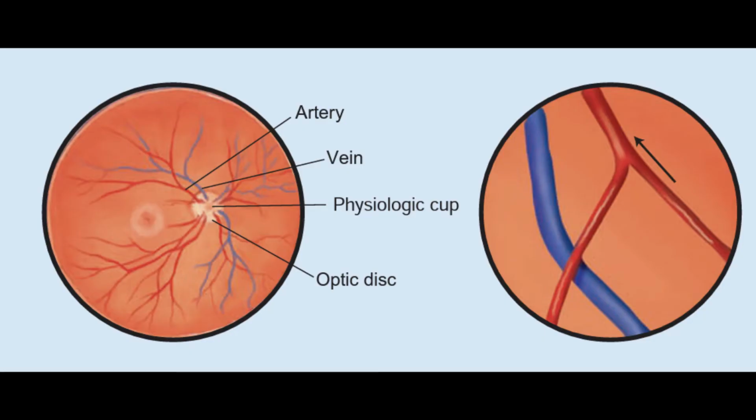In addition, inspect the fundus for spontaneous venous pulsations, which are rhythmic variations in the caliber of the retinal veins as they cross the fundus. This is present in 90% of normal patients.